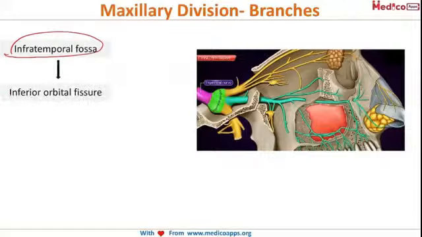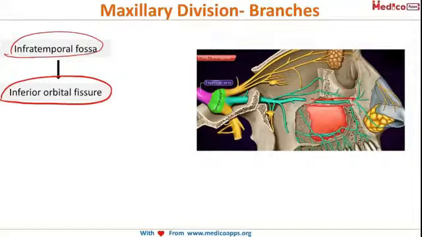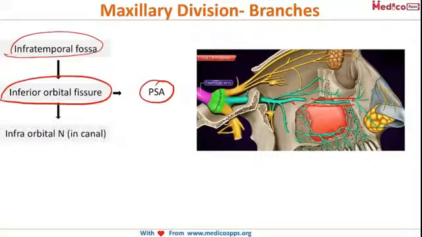Okay, after that it reaches the infratemporal fossa, and from there it enters the inferior orbital fissure. When it enters the inferior orbital fissure, it enters the infraorbital canal that is present within the floor of the orbital cavity. So this structure here is the infraorbital canal. Within that area, it gives out a branch, that is the posterior superior alveolar branch. So here this is the posterior superior alveolar branch. Then within the infraorbital canal, it gives out a few more branches, and within the infraorbital canal the nerve is now called the infraorbital nerve.